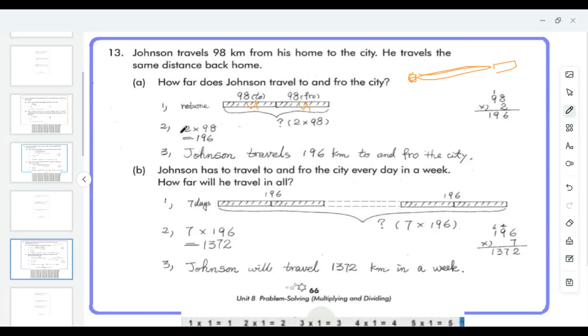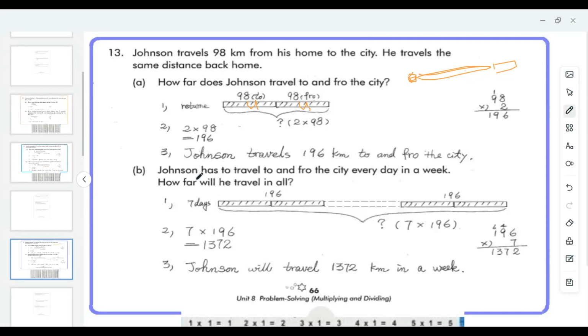Now, third step, we can write down the word answer. Johnson travels 196, don't forget the measure word, kilometers to and from the city. Okay, to is go. From is go backwards. Okay, go and backwards. It's 196.